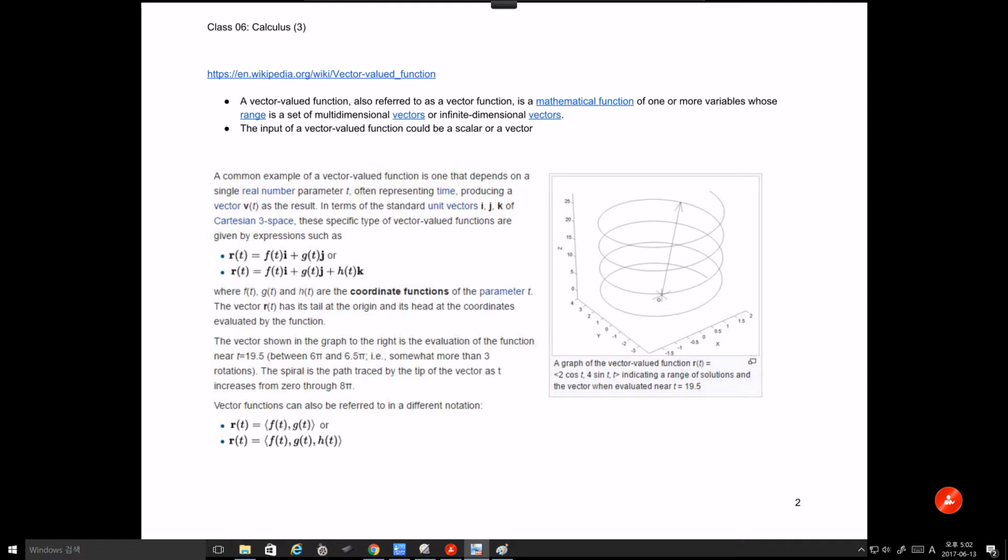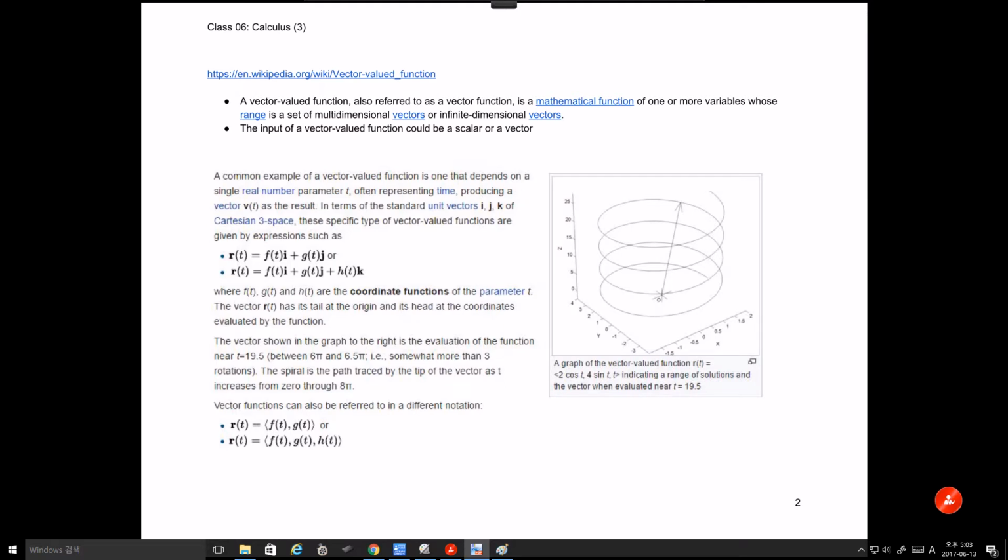Okay, 2 pi is one rotation, 4 pi is a second rotation, 6 pi is 3 rotations, so it is between 6 pi and 6.5 pi, it is more than 3 rotations. The spiral is the path traced by the tip of the vector as t increases from 0 through 8 pi.